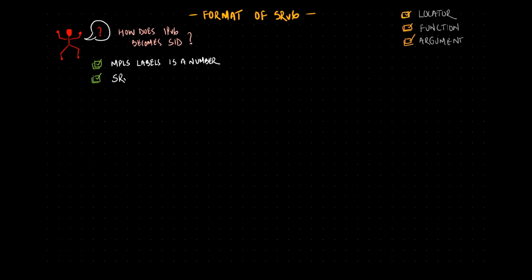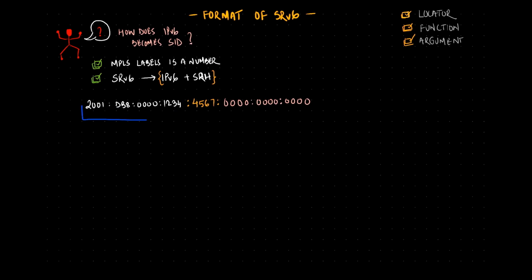So SRv6 is a single 128-bit value, which is an IPv6 address plus SRh. For example, 2001:db8:0000:1234:4567:0000:0000:0000. This is divided into three separate pieces of information. This is what we're talking about, the SRh. The first one is the locator, the second one is the function, and the third one is the argument.